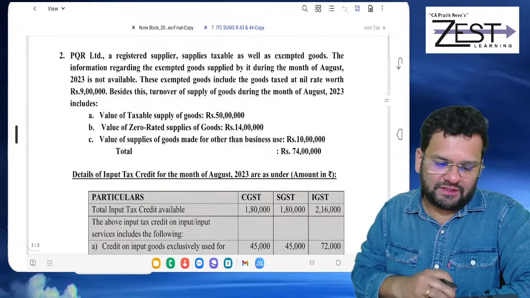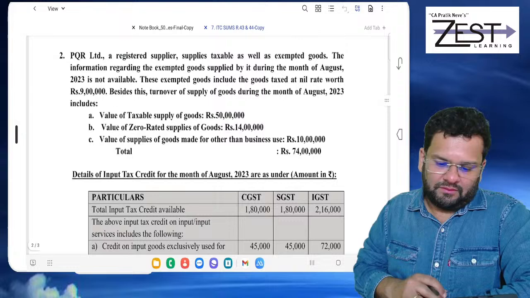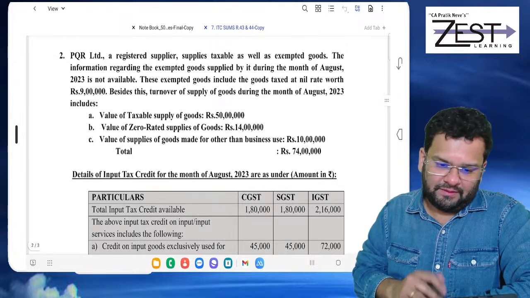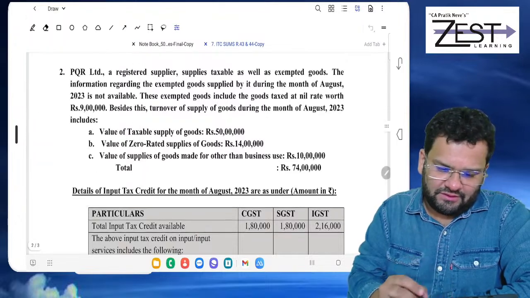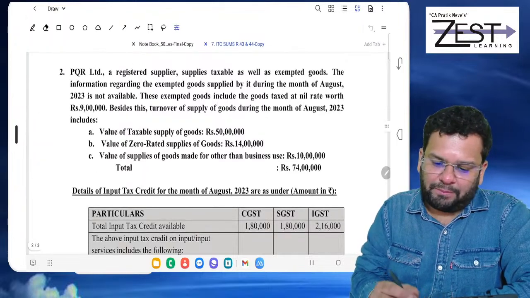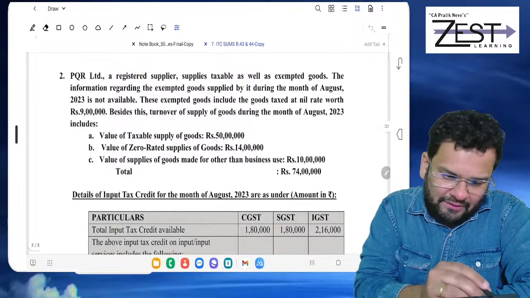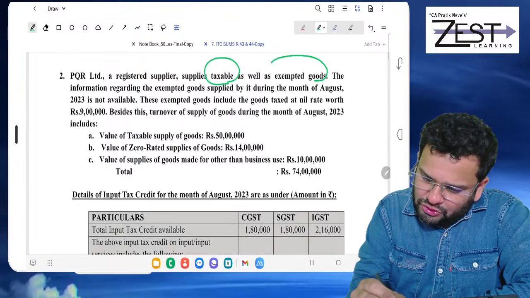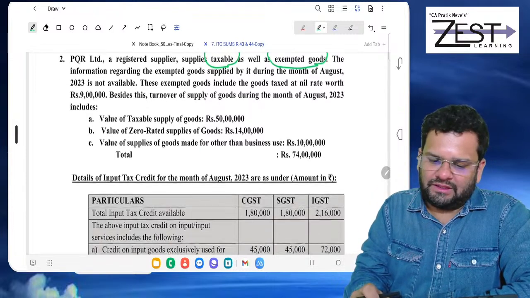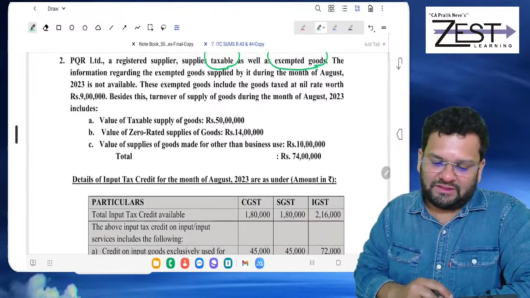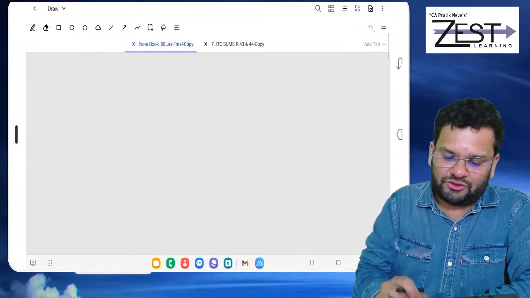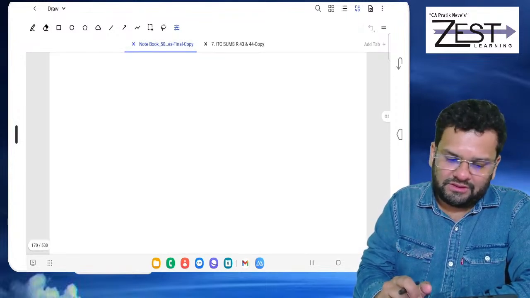Okay, see this now. PQR Limited, a registered supplier, supplies taxable as well as exempted goods. Is it clear? So there is a supplier supplying both taxable as well as exempted goods. Any doubt in this?